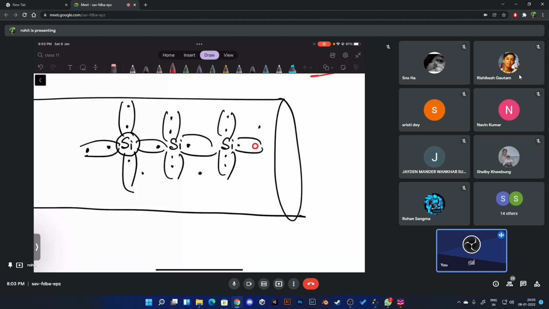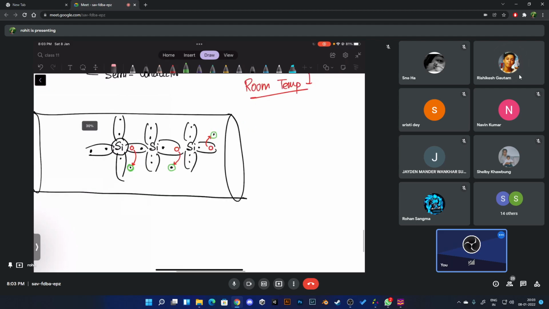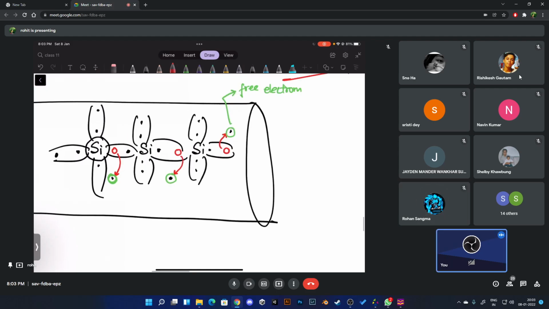So there's a hole here because the electron has gone there. There's a hole here because the electron has gone there. There's a hole here because the electron has gone there. So what are these now? What do I call them? These are free electrons. And what are these red circles, guys? These are holes. Is it okay? Making sense till now?